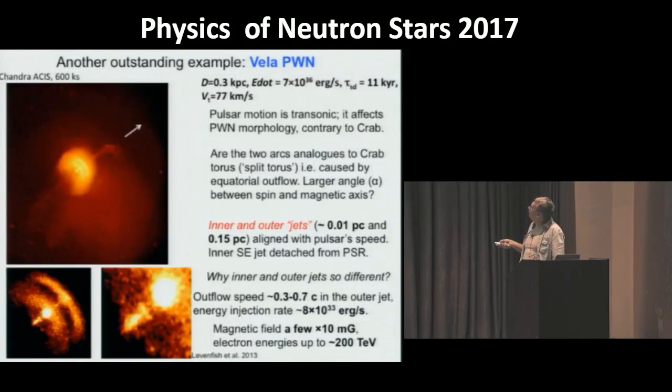So why is that? Possibly it's related to a different magnetic inclination angle, the angle between the spin axis and the magnetic dipole axis. That would probably be the simplest explanation, put forward by Helfand.